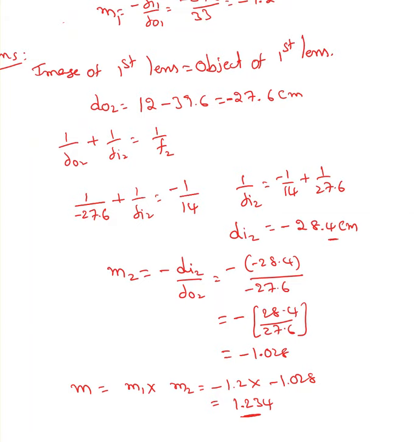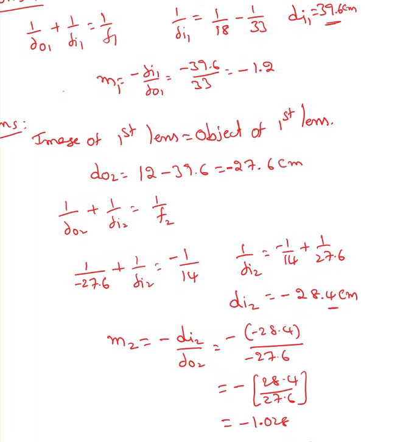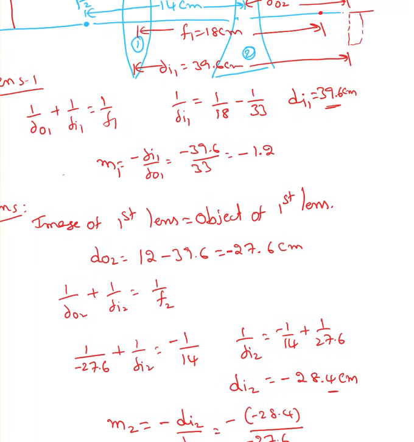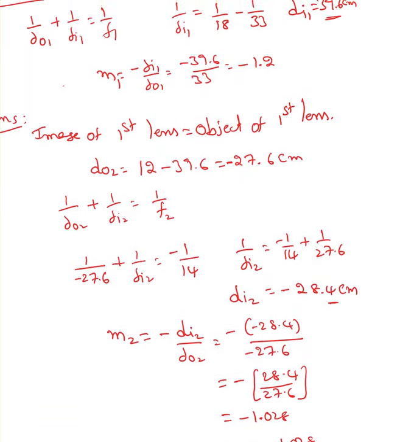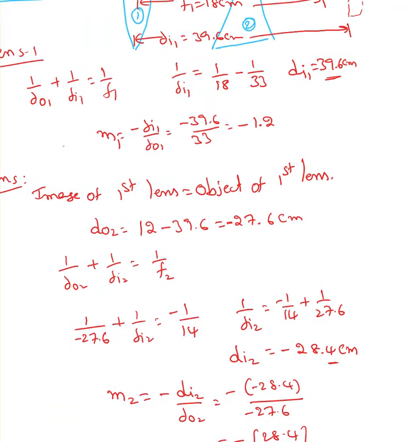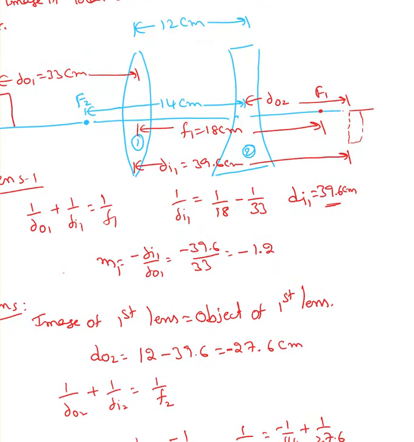I end up with M2 as negative 1.028. So the final magnification factor is 1.234. So we end up with the final magnification factor as a positive number. But let me see how it's going to work. So here the distance of image 2 is negative 28.4 centimeters. So it's going to be somewhere here, and it is going to be inverted.